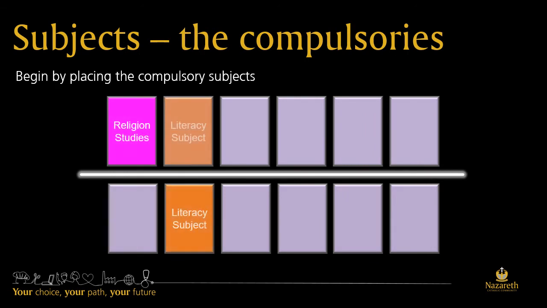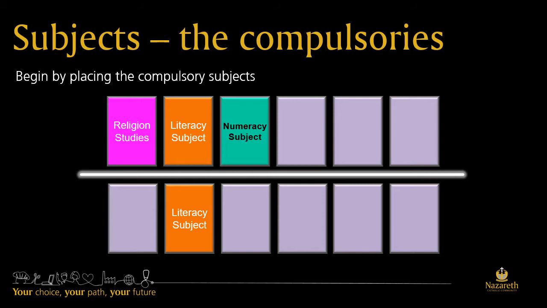Let's start with the compulsories. All Year 11 students need to undertake 1 semester of religion studies. So let's place that in one of those boxes. It might happen in semester 1. It might be better placed for your timetable in semester 2, but it will take up one of those boxes.